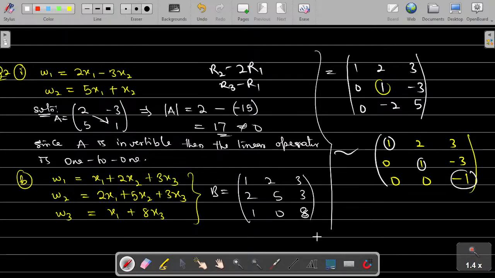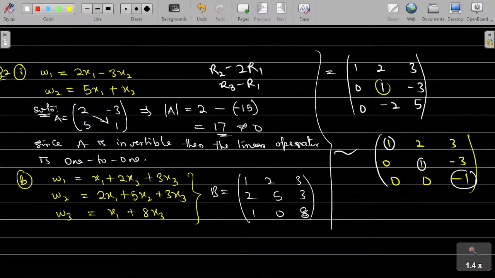Okay, so they are linearly independent. Once you conclude that they are linearly independent, it's enough to say that this implies that the linear operator in II is 1 to 1. Sorry, this thing is II, not B. I wrote B here.